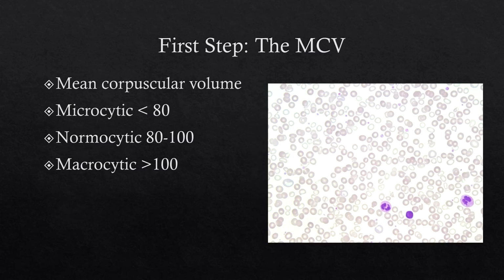So the first step in any anemia diagnosis and differential is using the MCV, otherwise known as the mean corpuscular volume, which is exactly what it sounds like. It's the size of the RBC corpuscle. I just remember that normal MCV is 80 to 100, and this is in femtoliters, by the way. 80 to 100 is normal, so obviously less than 80 would be small, aka microcytic, and over 100 would be big, aka macrocytic.